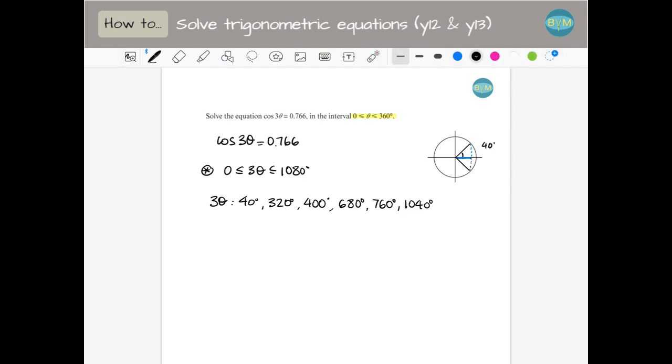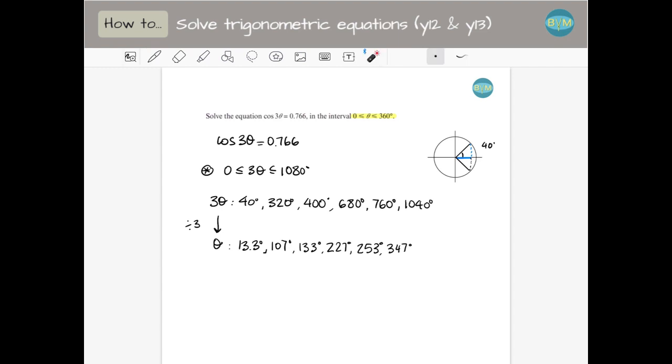And the last thing you have to do is divide by 3 to have theta. So I'm going to divide these numbers by 3. So it's going to be 13.3 degrees, 107 degrees, 133 degrees, 227 degrees, 253 degrees, and 347 degrees. Yeah. So these are the options.